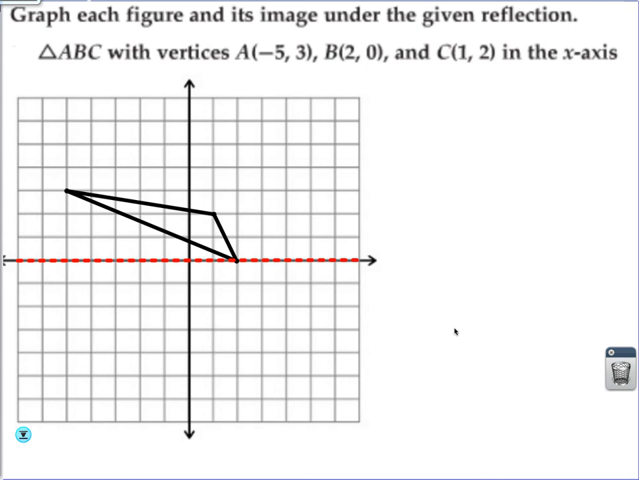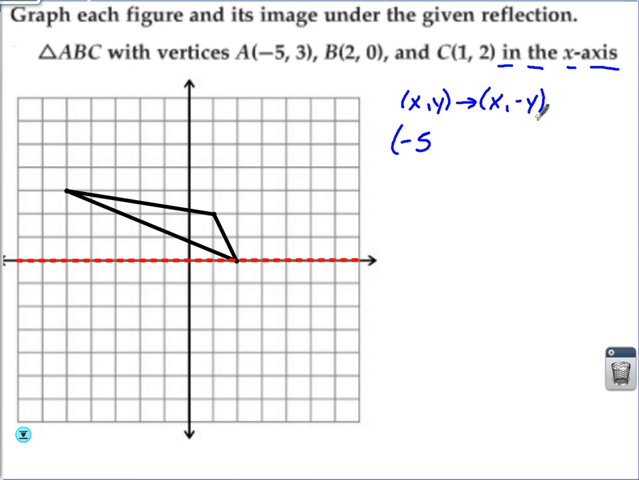Here's triangle ABC with vertices (-5, 3), (2, 0), and (1, 2). And we want to reflect it in the x-axis, or across the x-axis. And that's the reason I put my dotted line here. Here's the x-axis. Using that rule, everybody look at the rule: x, comma y turns into what, in the x-axis? x, negative y.